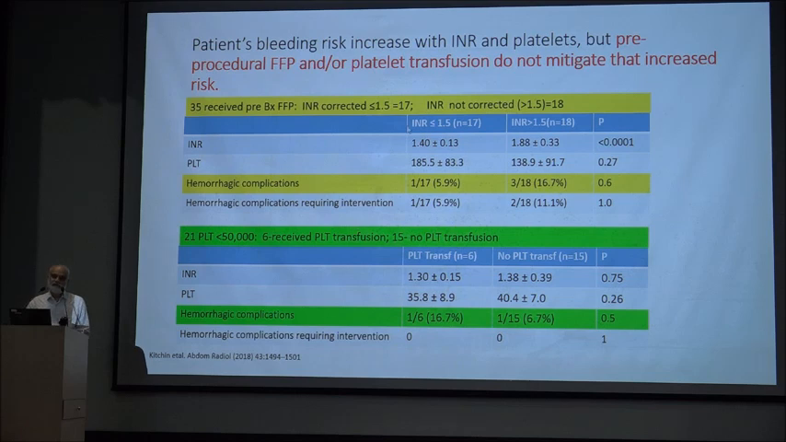So, in this study, patients received corrective FFP before biopsy, and in some patients INR did not get corrected, but in some INR got corrected. And again, if you look at the hemorrhagic complications, they were similar. Similarly, for the platelets, whether platelets were transfused or not, hemorrhagic complications are almost similar. In fact, if platelets are transfused, it seems that it was numerically higher, but not statistically significant.